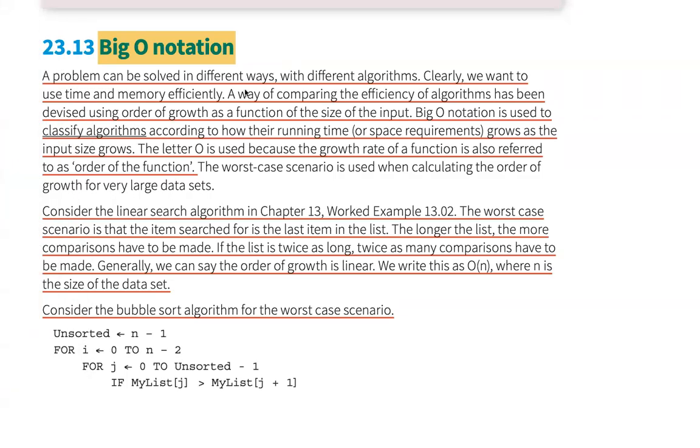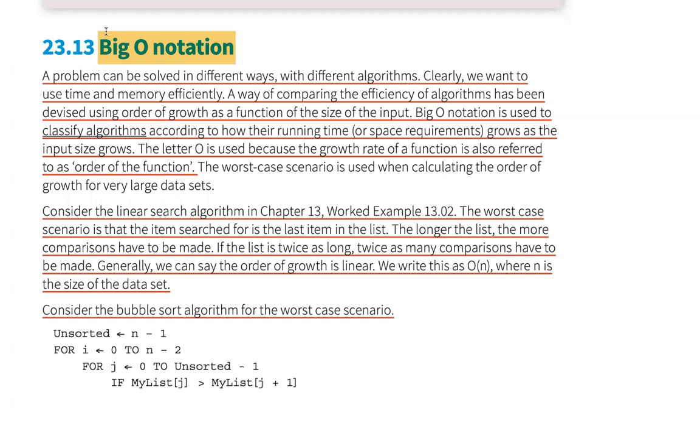A problem can be solved in different ways with different algorithms. Clearly, we want to use time and memory efficiently. So naturally, the different versions of algorithms that solve the same problem exist because someone tried to create an algorithm to solve the same problem by making it more efficient in terms of both time and memory. And the only way they can represent that an algorithm is more efficient is by a standardized method such as the big O notation.